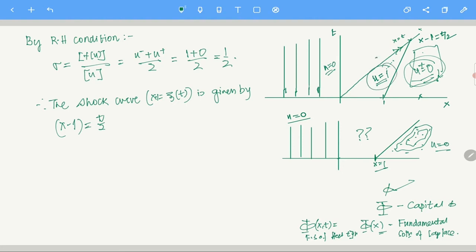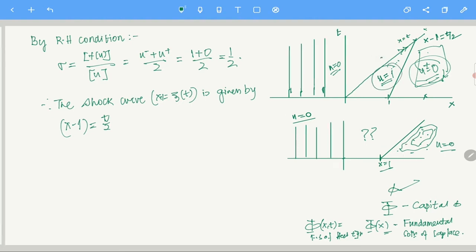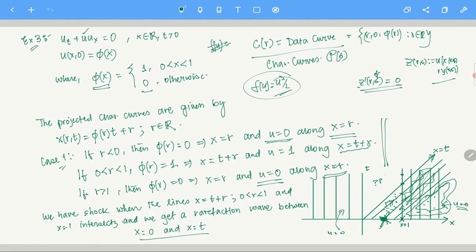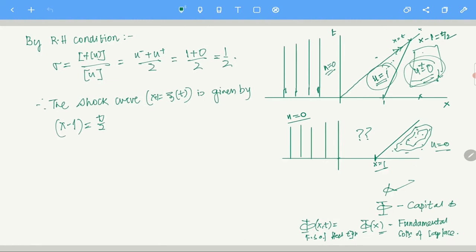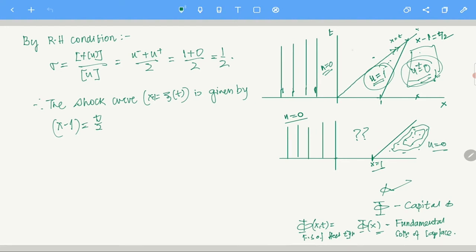Is it 1 here? No, because there is a rarefaction wave going on here. I don't know what is there, so for that I have to worry about the rarefaction. Now you already know that for a rarefaction it is g of x by t, where g is f prime inverse. In our case, when f is u squared by 2, this is given by u equals x by t, right?